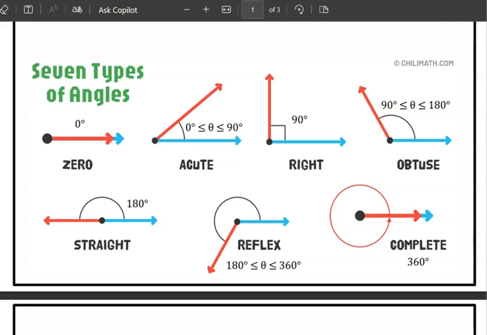Here are 7 types of angles. We have zero angle, it's just a line coinciding with another line. We have acute, which is an angle between 0 and 90 degrees. Right angles are exactly 90 degrees. Obtuse angles are between 90 degrees and 180 degrees. Straight angles, a straight line is 180 degrees exactly. A reflex angle is between 180 degrees and 360 degrees. And then a complete circle, a complete revolution, is 360 degrees.